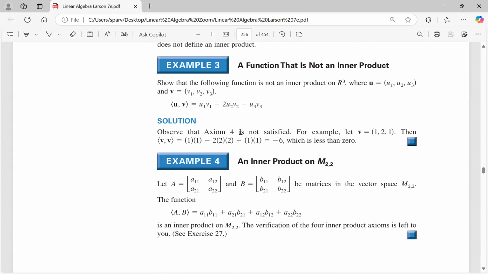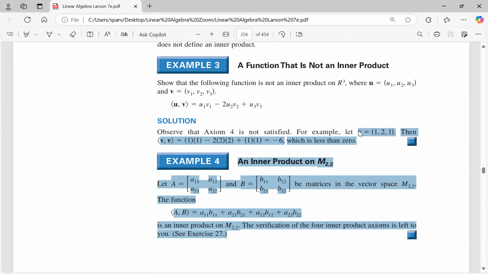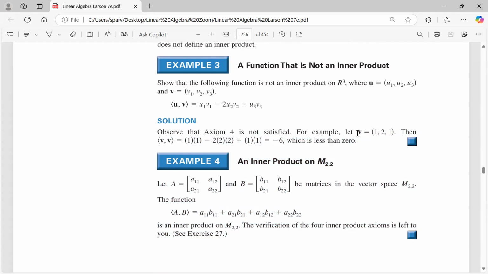And to show something doesn't satisfy or doesn't work, you can use what we call the counterexample. A counterexample doesn't prove, but it will disprove an assertion. So here's a counterexample.